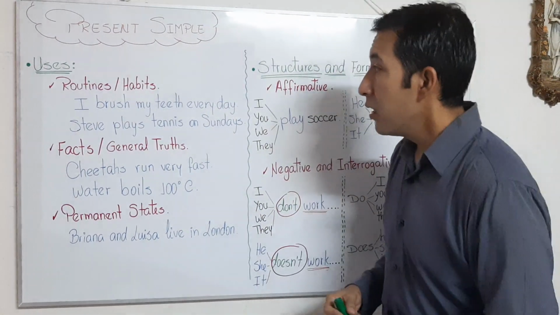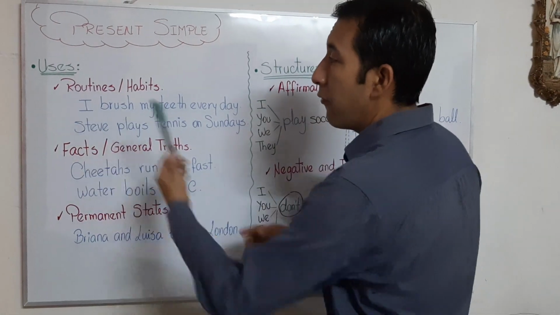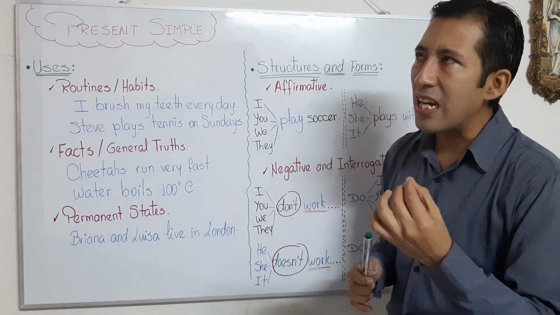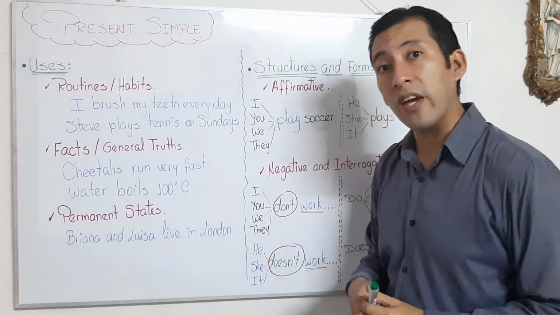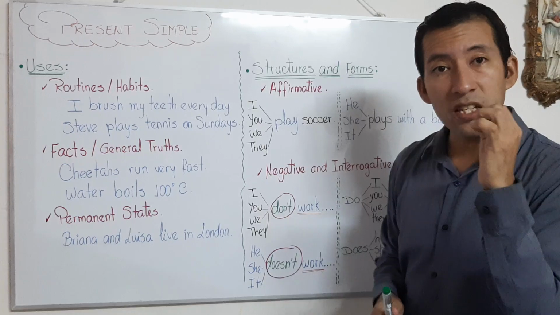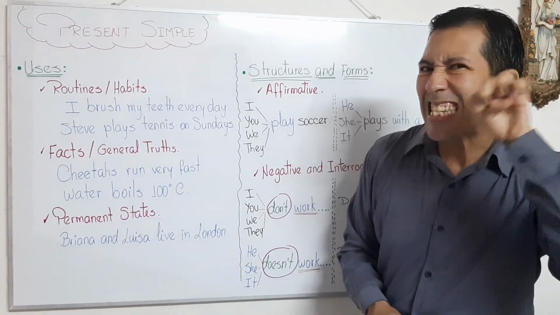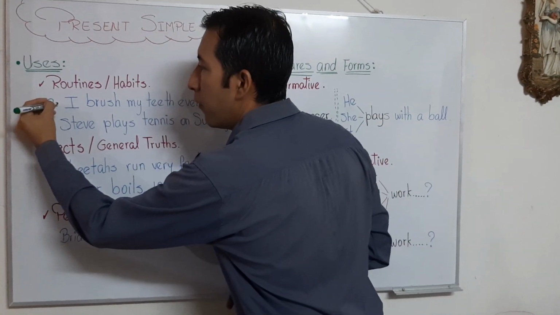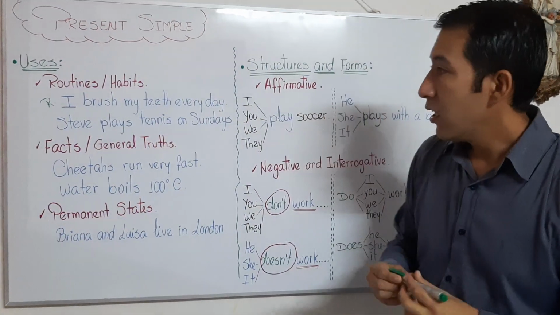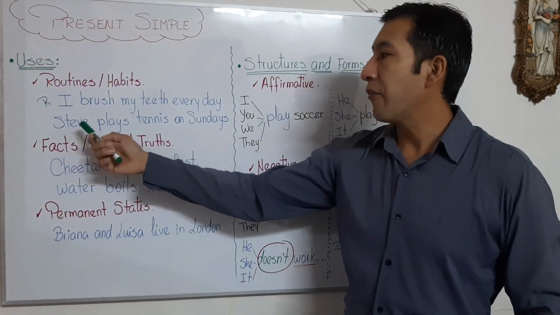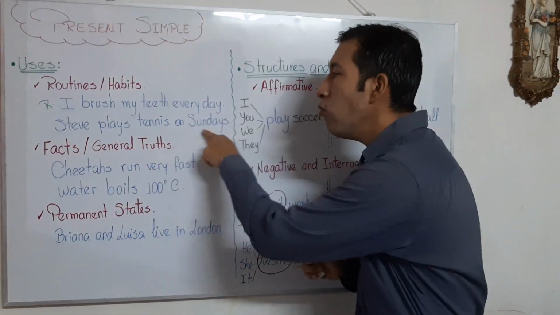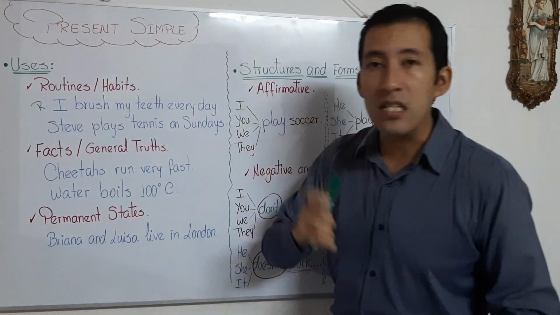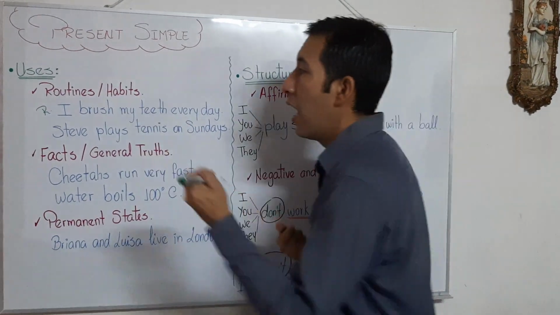Let's see some examples. We have I brush my teeth every day. If I say every day, it is from Monday to Sunday, okay? I do this activity, brush my teeth. So this is a routine. And now we have Steve plays tennis on Sunday. So only Sundays he does this activity. So this is a habit.